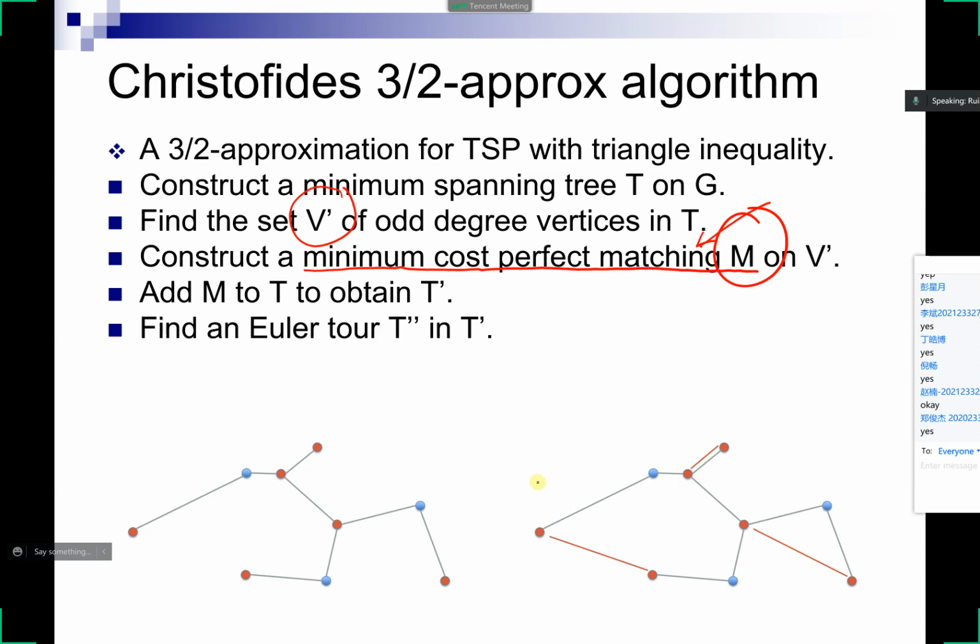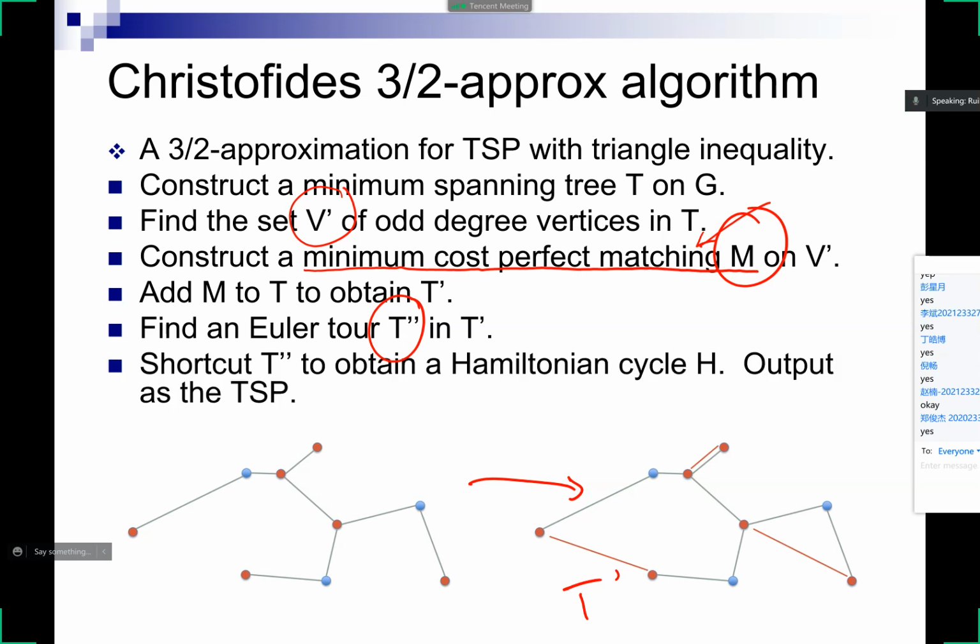Now in this T prime, we're going to find an Euler tour, T double prime. I'll show you later why it's guaranteed that we can find an Euler tour in T prime. And the final thing that we do is we take this Euler tour T double prime and we shortcut it. Shortcut is exactly the procedure we talked about earlier. So we shortcut T double prime, and that is going to produce a Hamiltonian cycle H. And that's going to be our output.